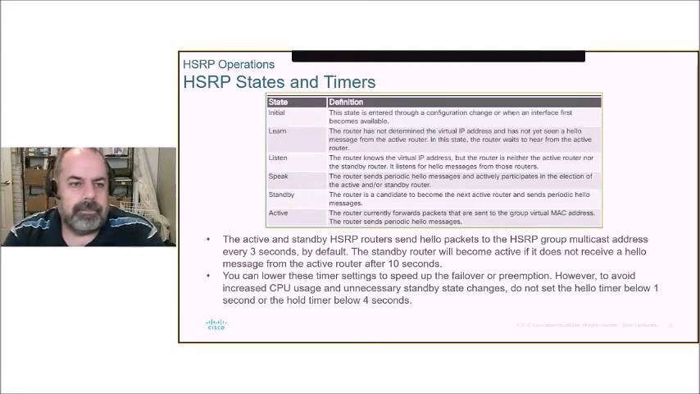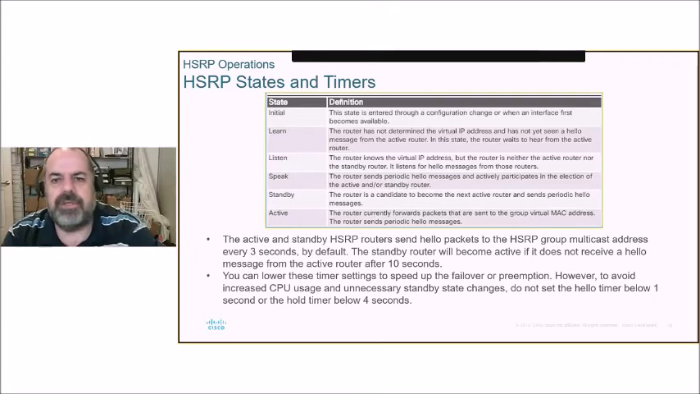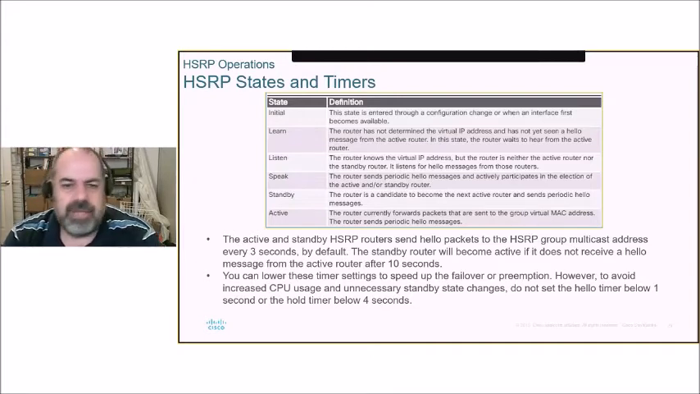Okay. Now, what states do we go through? So it's initial. This state is entered through a configuration change or when the interface first becomes available. And then you go into learning. The router has not determined the virtual IP address and has not yet seen a hello message from the active router. In this state, the router waits to hear from the active router. In listen mode, the router knows the virtual IP address, but the router is neither active nor standby. It listens for hello packets from those routers.